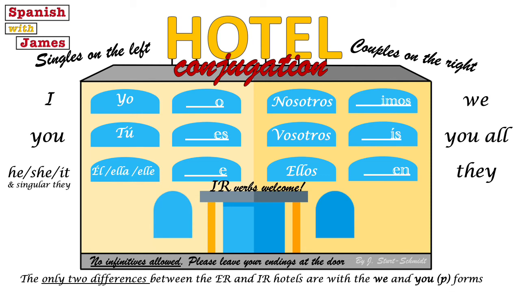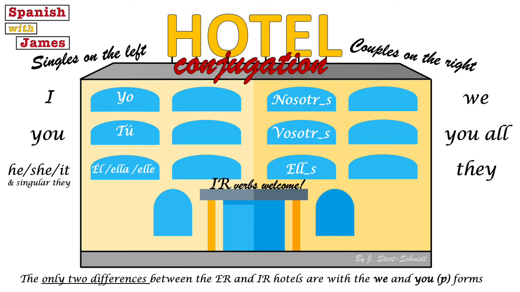And now we'll take a look at this with a really useful IR verb. So in this hotel, today's chef special is the verb vivir. That is the verb to live. So we can use it to talk about living as in being alive, but also living as in I live in England, I live in a house. So we can use it to mean both kinds of living.